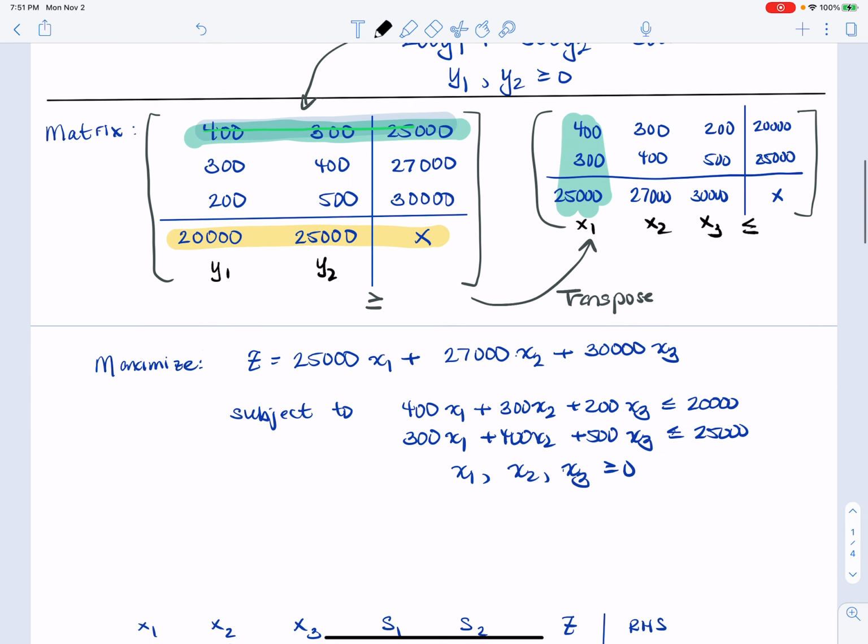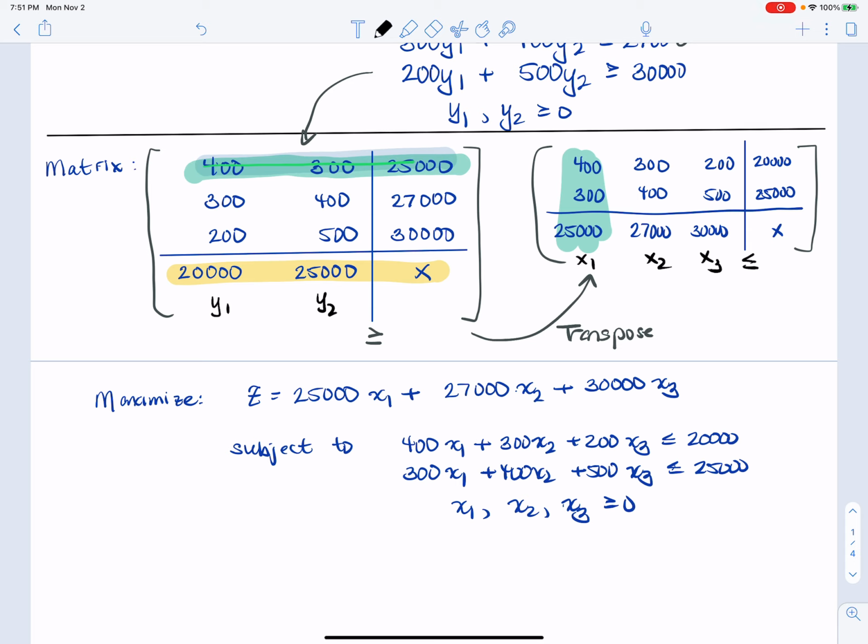So I'm just going to use the standard letter for maximization problems, Z. I'm going to say maximizing Z equals 25,000 x1, 27,000 x2, 30,000 x3. Remember, this is just a placeholder, so it doesn't really mean anything. And then subject to the constraints, notice where the numbers come from. And then automatically, again, non-negativity constraints.